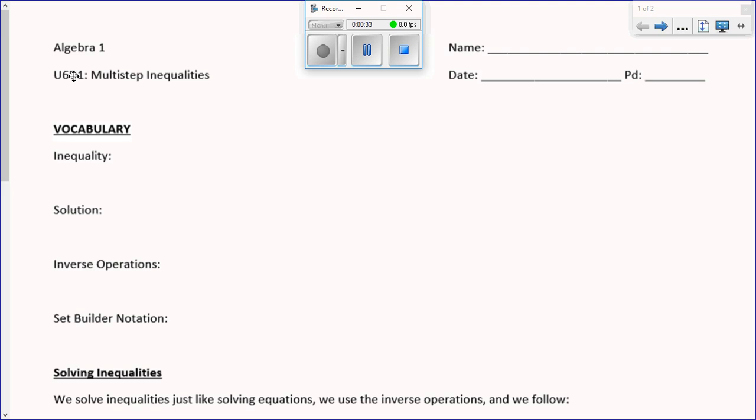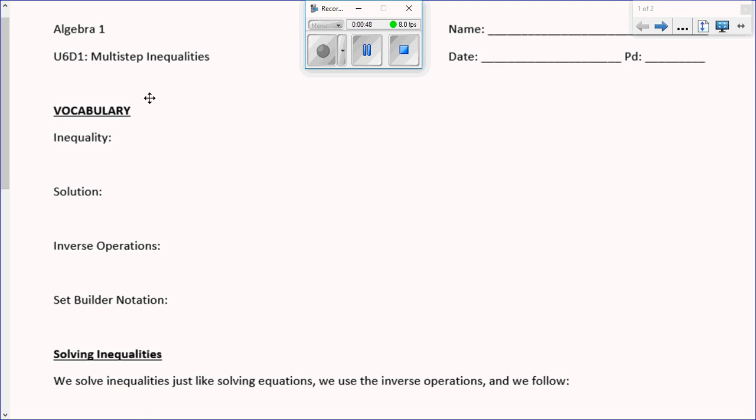Multi-step inequalities is what we're doing today. It's very, very similar to multi-step equations. So you're solving it the same way. It's got an extra rule you have to be aware of, but you're still solving it the same way. So let's go ahead and get started. It's already almost a minute in and we haven't done anything.